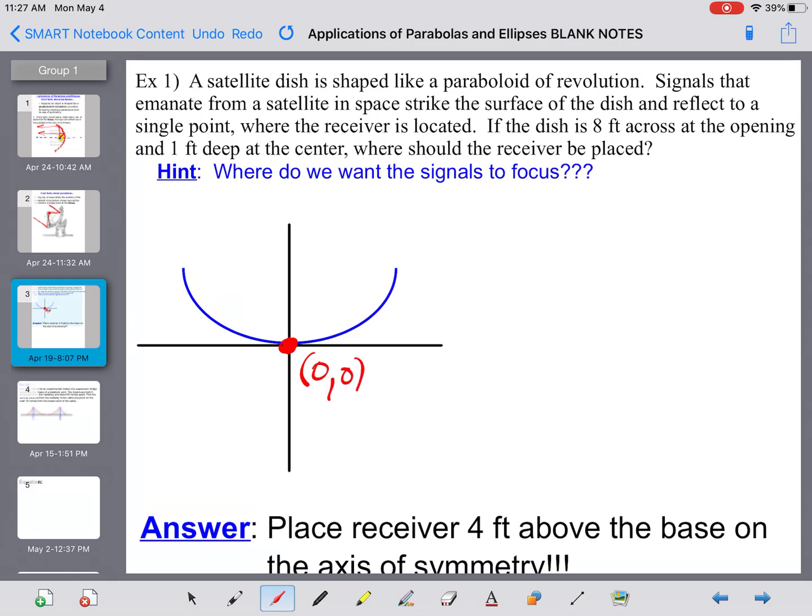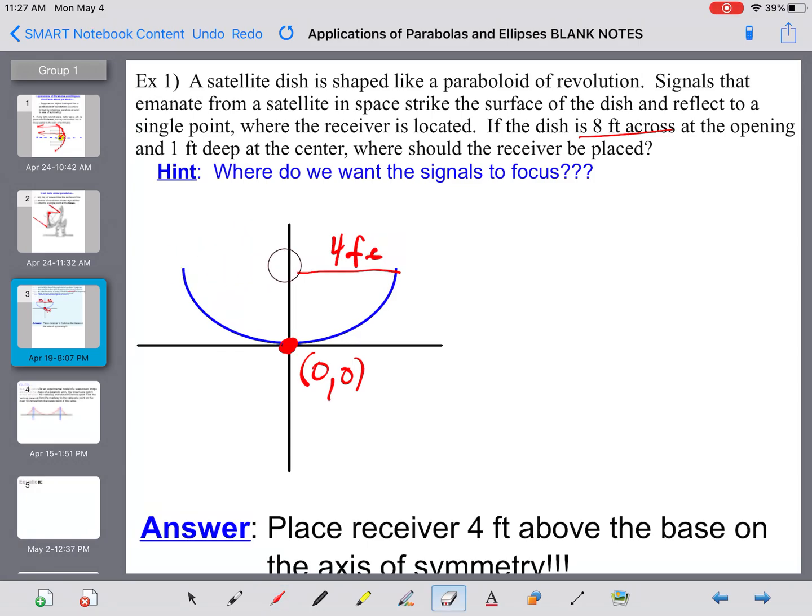I'm putting the vertex at 0, 0. My h and k are 0, 0. Now, let's read what we know. We know it's 8 feet across at the opening. So this opening right here is 8 feet wide. That means it's going to be 4 feet to each side, so 4 feet that way and 4 feet that way.